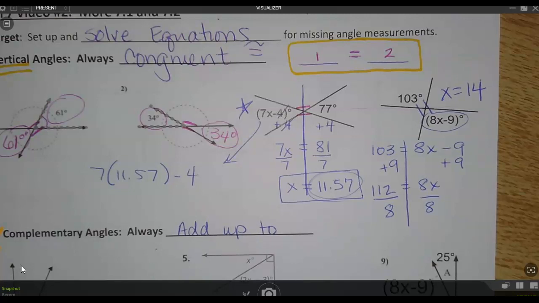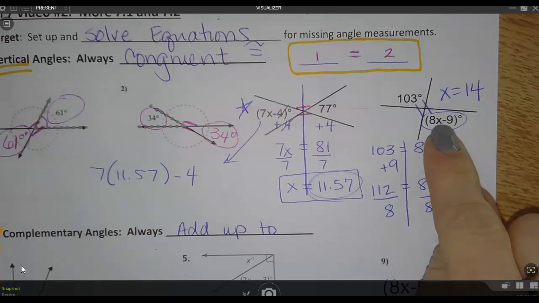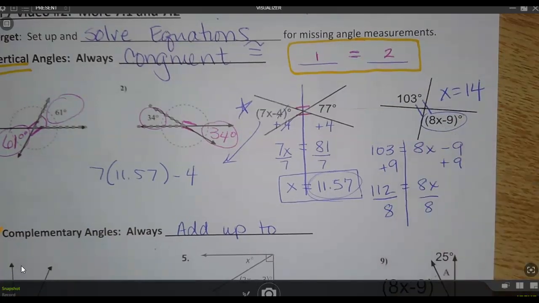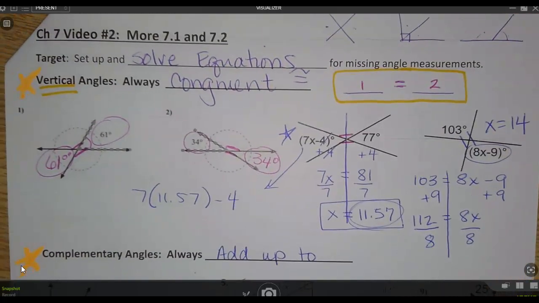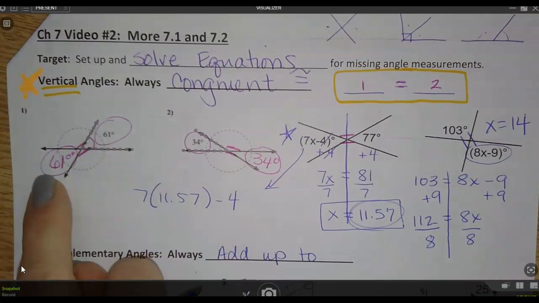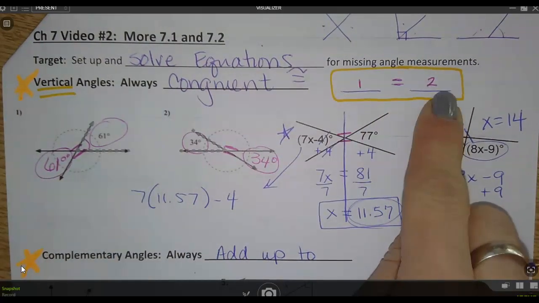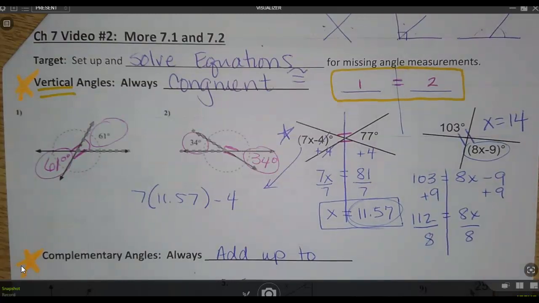Okay? Now, if I plug this 14 back in, 8 times 14, and then minus 9, I should get 103, because we know that those have to be congruent. So, anytime you see vertical angles that look like this picture, the two angles across from each other, tip to tip, you're going to just set them equal to each other. And then if you have to solve it from there, draw your line and get x by itself.